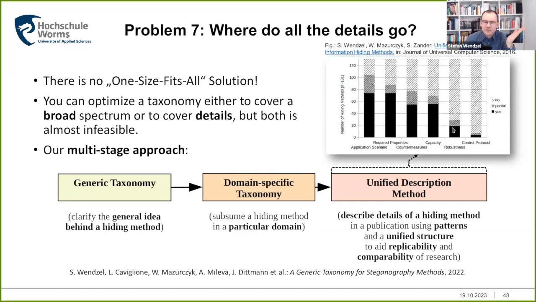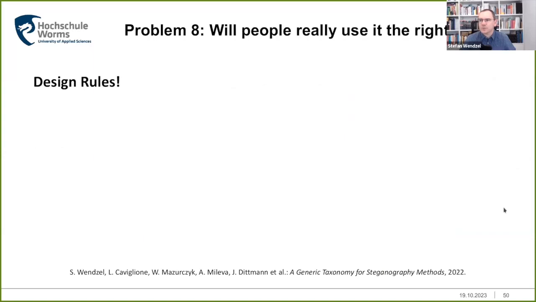Or robustness. Robustness is described only by few papers. Some cover a control protocol, but this is reasonable because often you do not have an internal control protocol. And our description method unifies that, says, hey, you should write something down for this aspect, this aspect, this aspect, and then you are fine and your research is replicable.